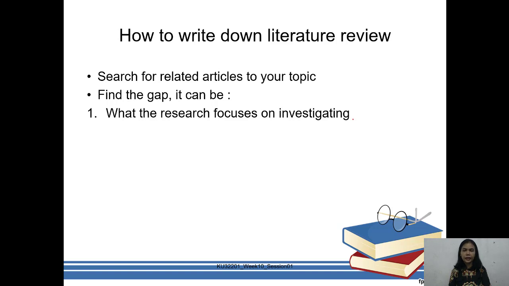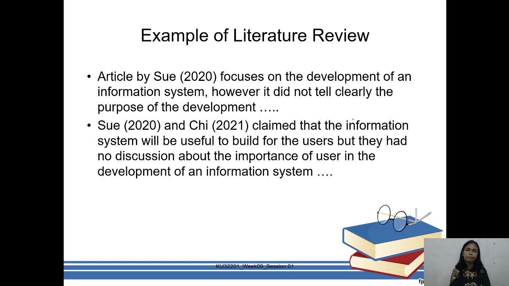Okay, and in the next slide, I'm going to show you the way to present ideas for literature review. So first of all, you need to look for the articles that are related to your topic, and then the second one, read it, and then after that, find the gap. It can be about what the research focuses on investigating in the presentation of ideas in the article. So here is the example as I have mentioned to you in the previous slide.